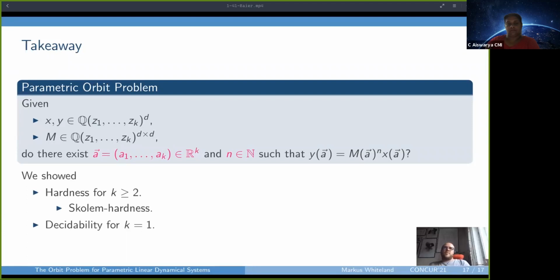The hardness result was a reduction from the Skolem problem. The Skolem problem has been used as a source of hardness in the literature for quite some time now, and is considered a well-known and established problem, not known to be decidable or undecidable.